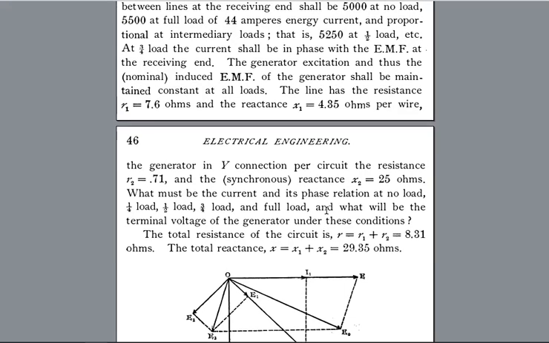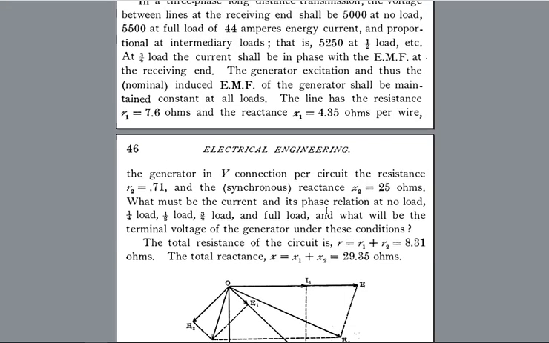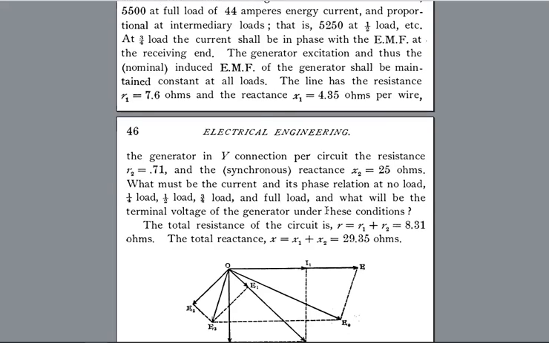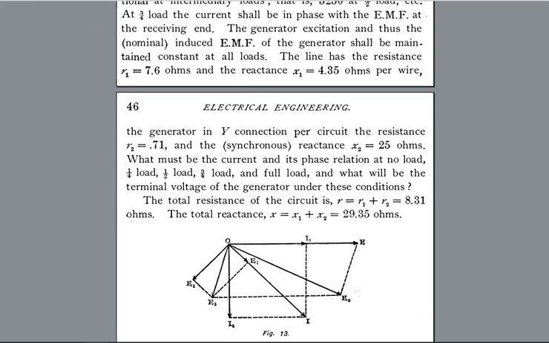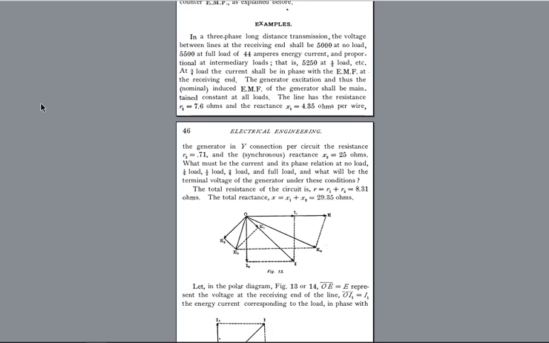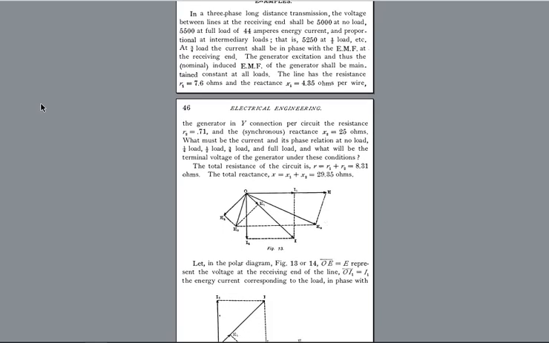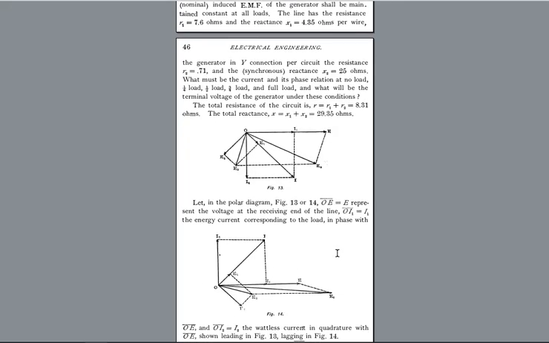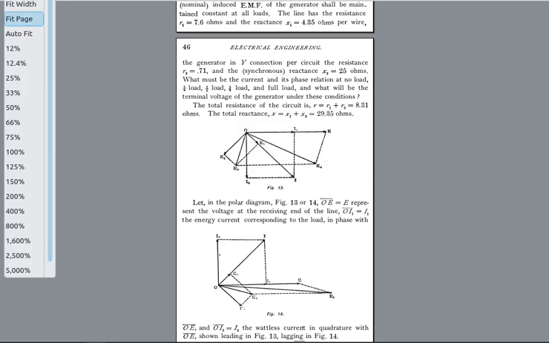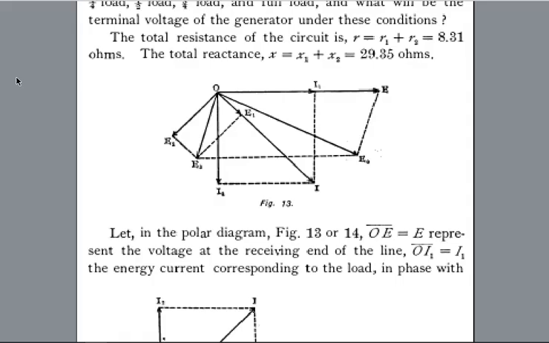The line has the resistance R1 equals 7.6 ohms and the reactance X1 equals 4.35 ohms per wire. The generator, in Y connection, has per circuit the resistance R2 equals 0.71 and the synchronous reactance X2 equals 25 ohms. What must be the current and its phase relation at no load, at quarter load, at half load, at three-quarter load, and full load, and what will be the terminal voltage of the generator under these conditions? The total resistance of the circuit is R equals R1 plus R2 equals 8.31 ohms. The total reactance X equals X1 plus X2 equals 29.35 ohms.